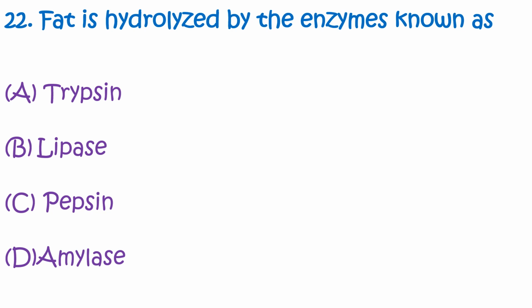Question number 22. Fat is hydrolyzed by the enzyme known as: option A trypsin, option B lipase, option C pepsin, option D amylase. And the correct answer is option B, lipase. Now lipase is an enzyme which breaks down fats or lipids into triglycerides and fatty acids when hydrolyzed.